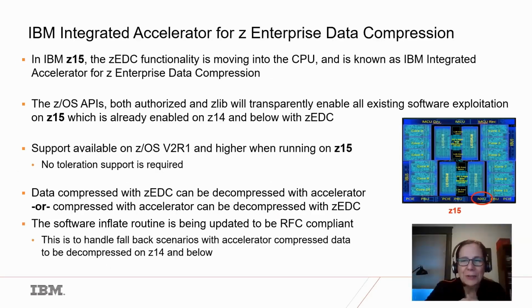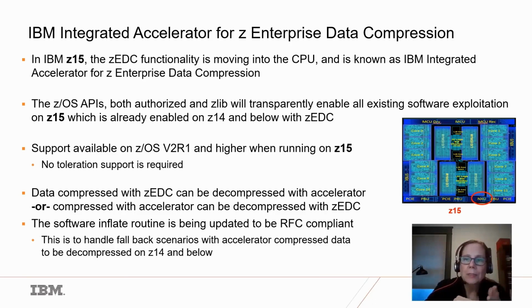This is a real exciting area for the Z15 machine in the area of data compression. So on the Z15, the zEDC functionality is moving onto the CPU in an area called the NXU portion of the CPU. It's known as the IBM Integrated Accelerator for Z Enterprise Data Compression. So when you're looking at zOS, we have APIs that can drive this accelerator, and we have both authorized and zlib APIs that are provided.